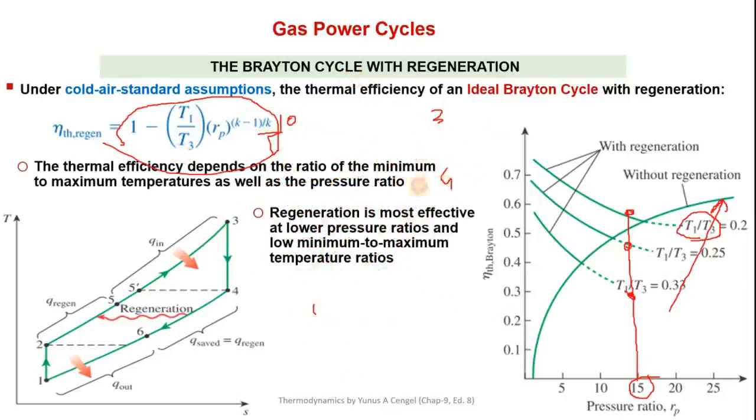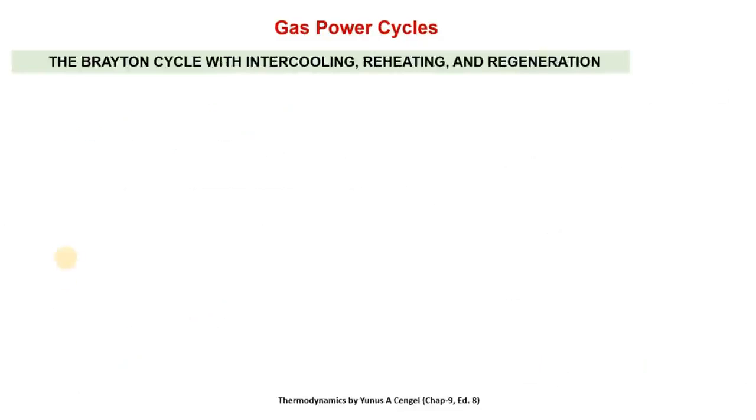So regeneration is most effective at low pressure ratios and low minimum to maximum temperature ratios, which we have just discussed. Okay. The next topic is the Brayton cycle with intercooling, reheating, and regeneration.